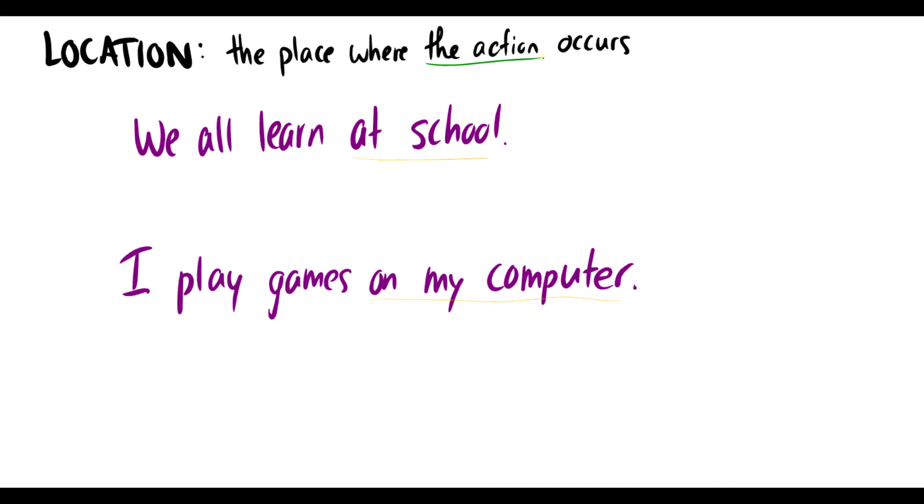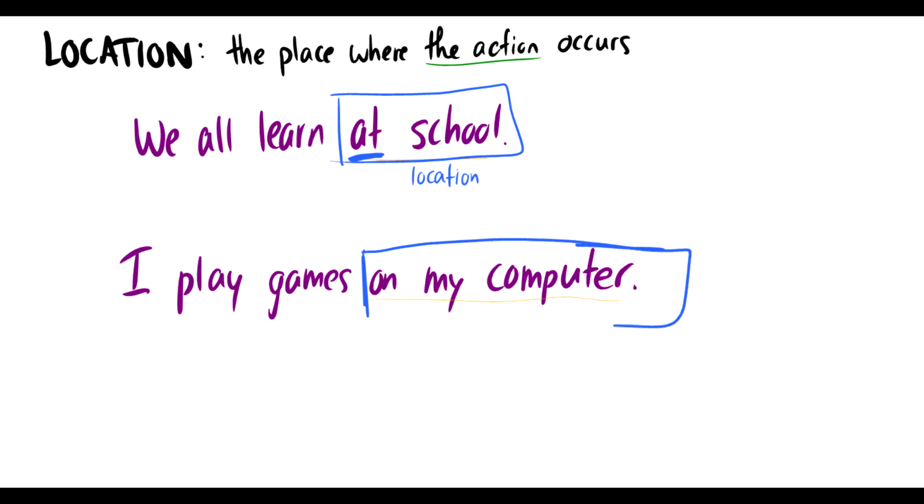So we all learn at school. Well, clearly, school is the place that we're learning, so this is the location. We usually include the preposition in the theta role for location. As you can see when I say I play games on my computer, well, the playing is done on the computer and the preposition is also included.